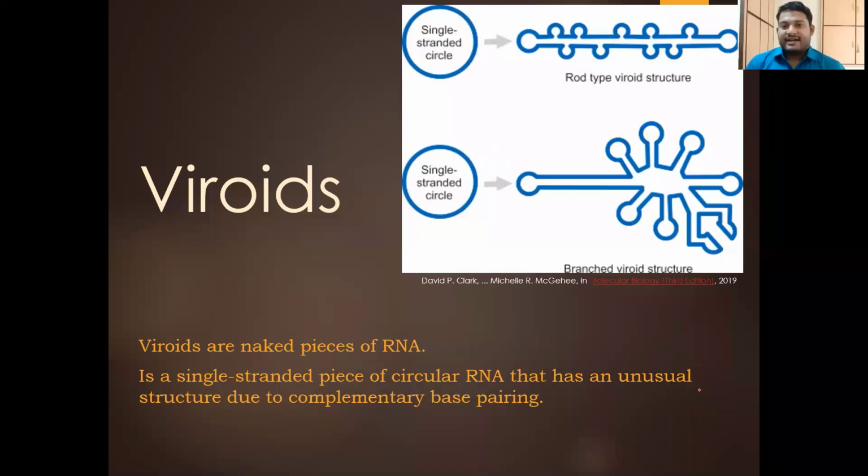So the next thing we are going to have is a viroid. It is not a virus, it is definitely different from it. How is it different? It is simply a naked piece of RNA. Now this RNA, single-stranded RNA, can be rod type or can be branched, as you can see. There is no protein coat, and simply this RNA forms these structures because of what?